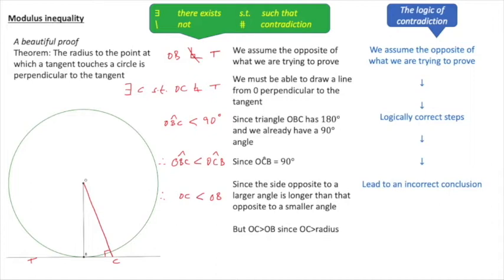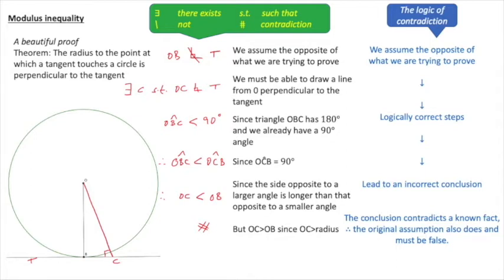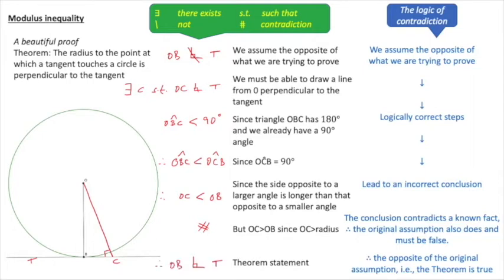That means OC must be bigger than OB, and this conclusion contradicts a known fact, and that means that the original assumption also must be false. And if the original assumption is false, that means the opposite of the original assumption, i.e. the theorem, must be true. So that means the radius to the point at which a tangent touches a circle is indeed perpendicular to the tangent. So in symbolic form we've got there, therefore OB is perpendicular to T, the tangent.